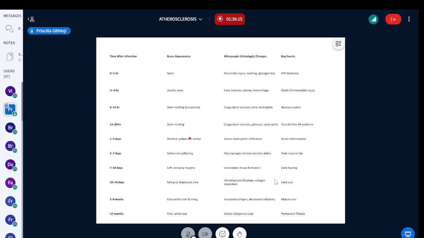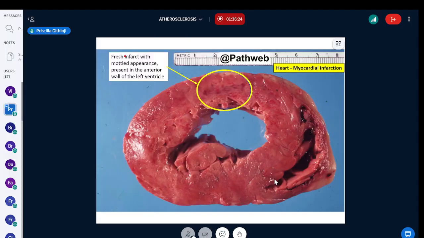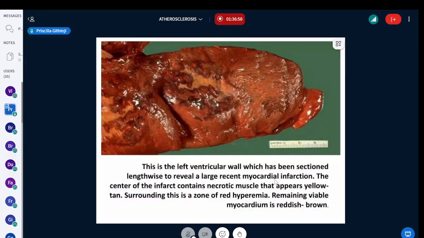to 24 hours. You had this red-blue discoloration or the dark mottling. So this is what the image demonstrates. You have a fresh infarct with mottled appearance. So you can see the red appearance of normal heart tissue, and then you have this red-blue discoloration of the myocardium. This is an infarct that's about 12 to 24 hours. Then we have an infarct that has stayed. This is about 10 days.